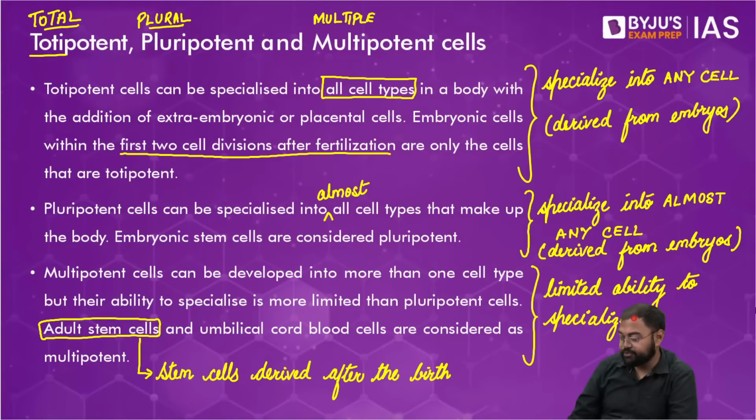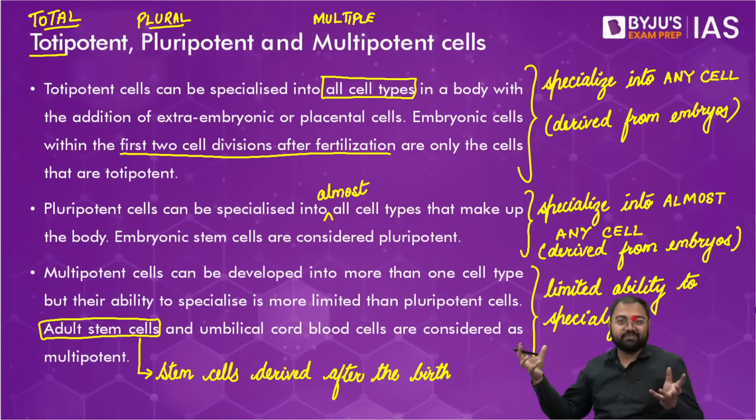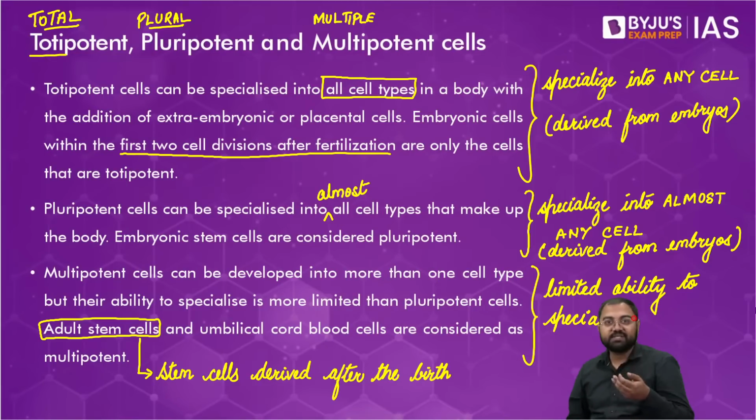So it has a limited ability to specialize, meaning that adult stem cells, or the multipotent stem cells, cannot specialize into anything, which was the case with totipotent or pluripotent cells. Because here the body has already developed, the individual has developed. So now the stem cells which are near the heart will specialize only into heart cells, or let's say muscle cells near the heart. The stem cells that are near the brain will specialize into brain cells. So it becomes more limited in its ability to specialize compared to the totipotent and pluripotent cells, which have a much wider ability to specialize. So that's the basic difference between these three types of stem cells.